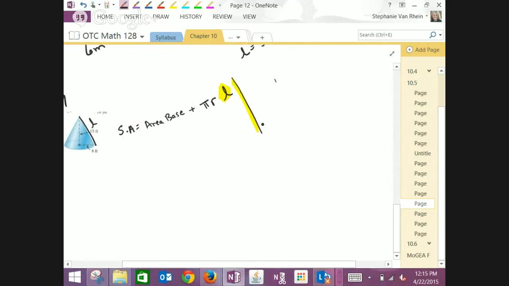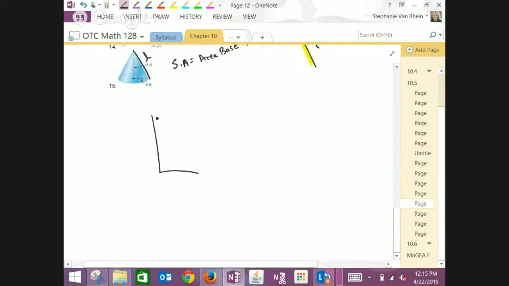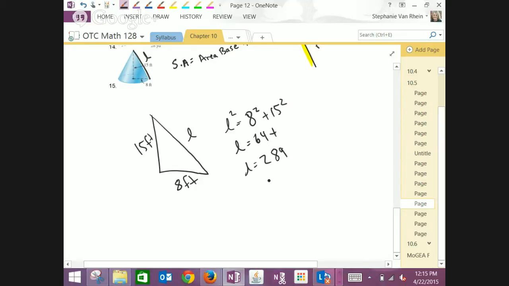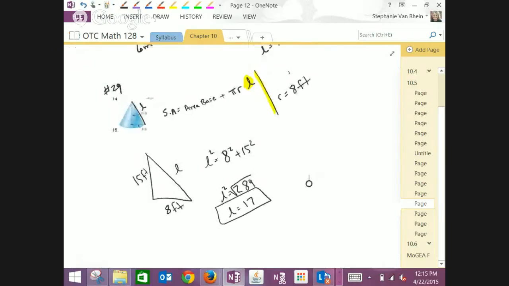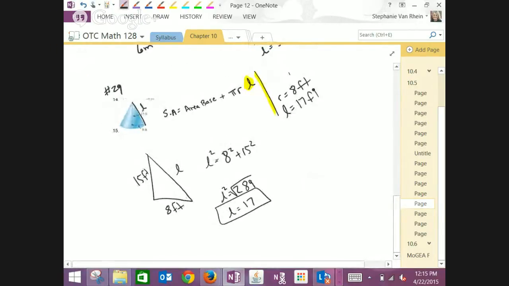So if I make my formula here, R would end up being 8 feet. So I have to drop in this triangle here. This is L, this is 8, and this is 15. So I have to calculate L. L squared is 8 squared plus 15 squared, and so on with the calculator. 289, and the square root of 289 is 17. So L is 17 feet.